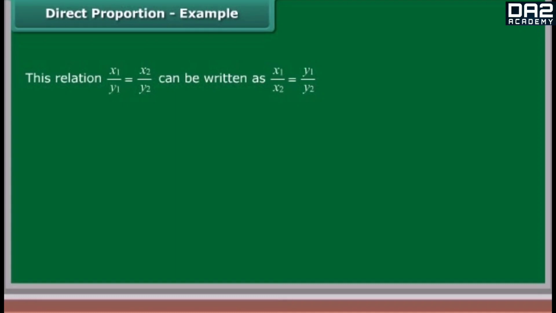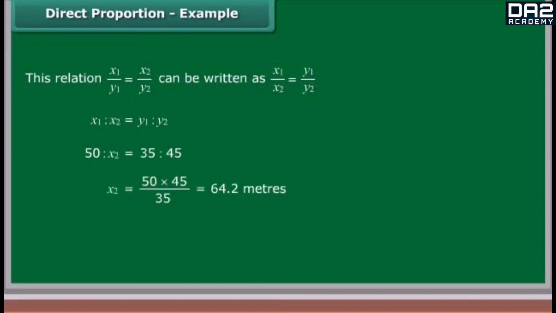Or this relation X1 upon Y1 is equal to X2 upon Y2 can be written as X1 upon X2 is equal to Y1 upon Y2. X1 is to X2 is equal to Y1 is to Y2. 50 is to X2 is equal to 35 is to 45. X2 is equal to 50 into 45 upon 35, which is equal to 64.2 meters.